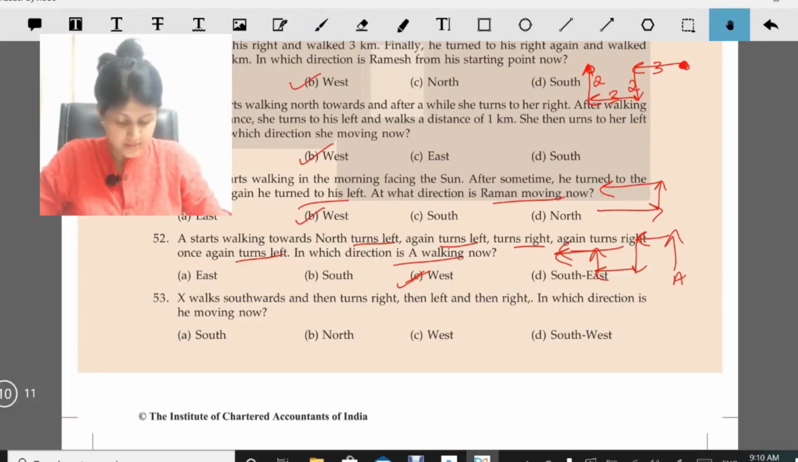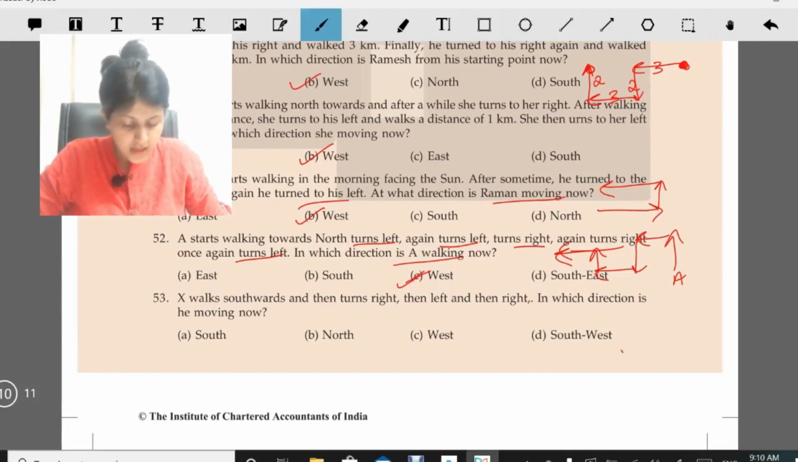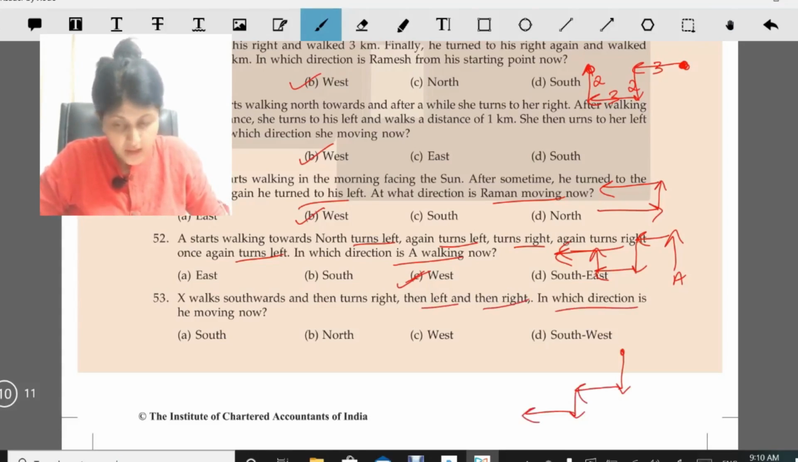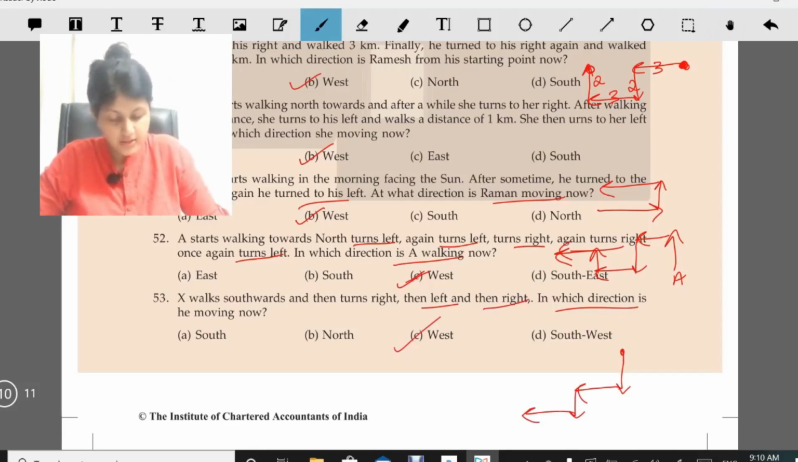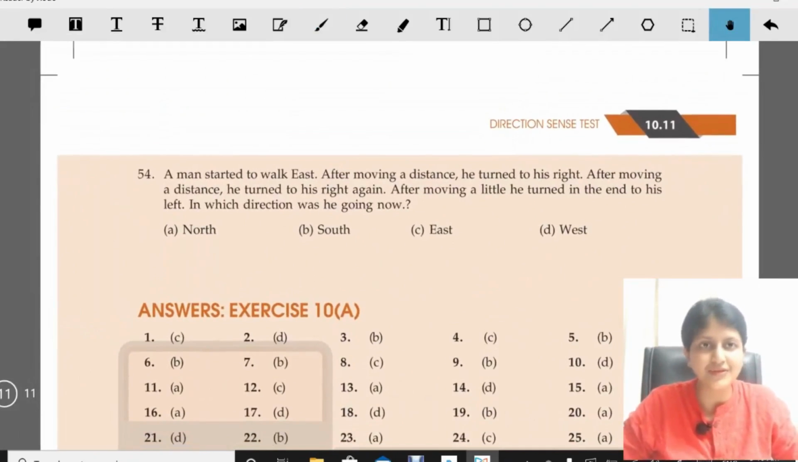Next question. Question number 53. X walks southwards and then turns right. Then left. Then right. In which direction is he moving now? Again, he is moving in the west direction. Okay. Last question of this chapter.